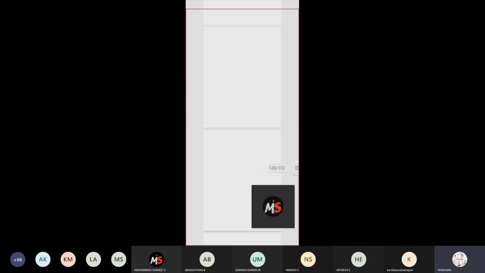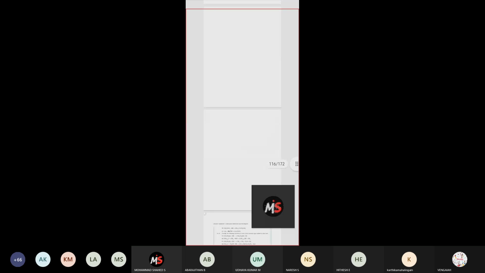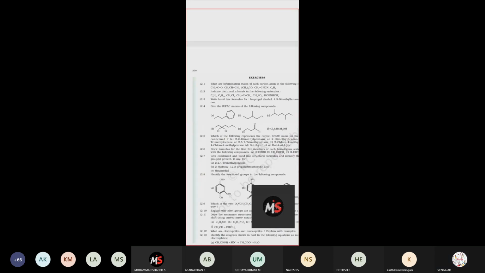Please open your NCERT textbook, everyone. Open the exercise questions alone. First question... not the first question, yes, the fourth question, check it: give the IUPAC names of the following compounds.